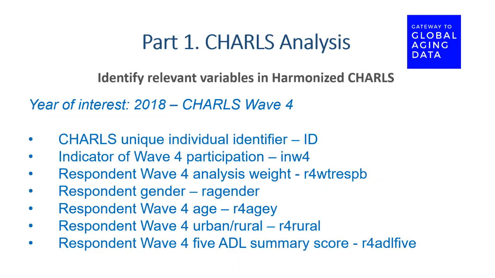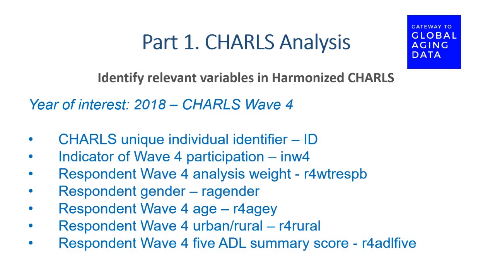And then we want to identify relevant variables in the Harmonized CHARLS. So this is going to be a cross-sectional analysis. So even though CHARLS is a longitudinal study, I've decided just to pick one wave that we're going to look at for simplicity. So we're going to pick CHARLS wave 4, the latest wave of CHARLS to be released, which was performed in 2018. And these are the variables we're going to take from that data set. So we're going to take a unique identifier, which is always important so that you can merge back that data with other CHARLS data, for instance.